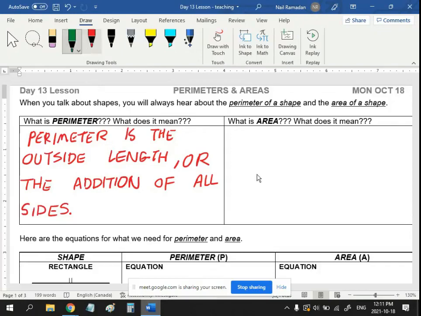Area, guys. Please. Thank you. Area is the, now we can't say outside, now we have to say the what? The inside space.